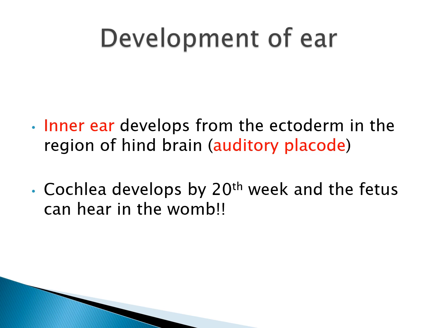Now development of the inner ear. The inner ear develops from the ectoderm in the region of the hind brain. So it is related to the brain, and that region is called the auditory placode. So the inner ear develops from the auditory placode. And the cochlea develops by the 20th week of gestation.